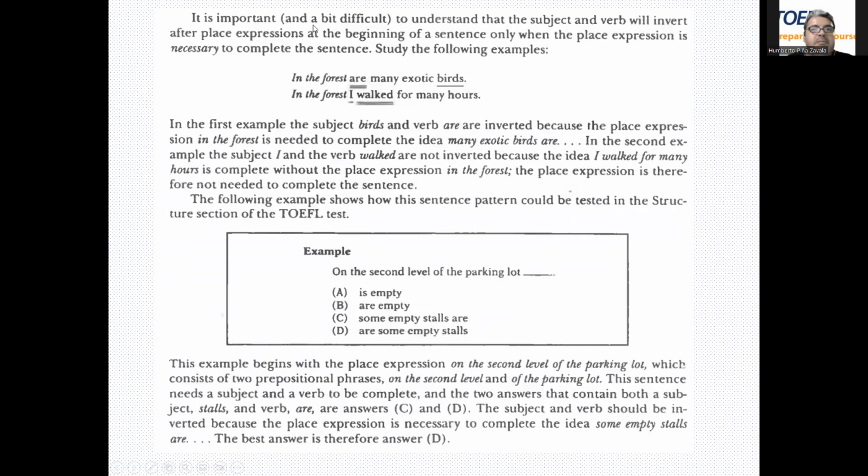It is important, and a bit difficult, to understand that the subject and verb will invert after a place expression at the beginning of a sentence only when the place expression is necessary to complete the sentence. Example: in the forest are many exotic birds. In the forest, I walk for many hours. In the first example, the subject and the verb are inverted because the place expression in the forest is needed to complete the idea.